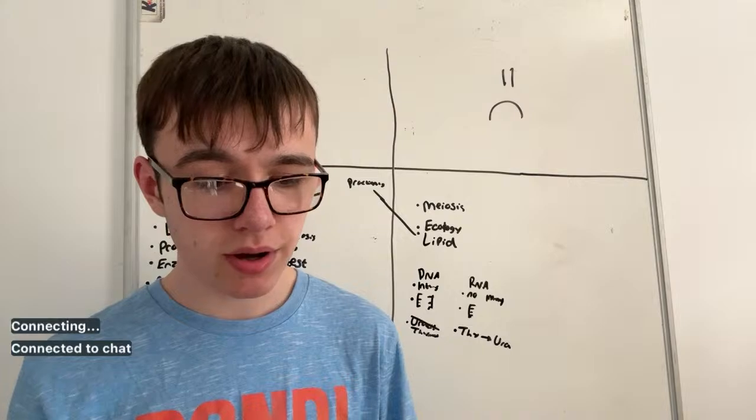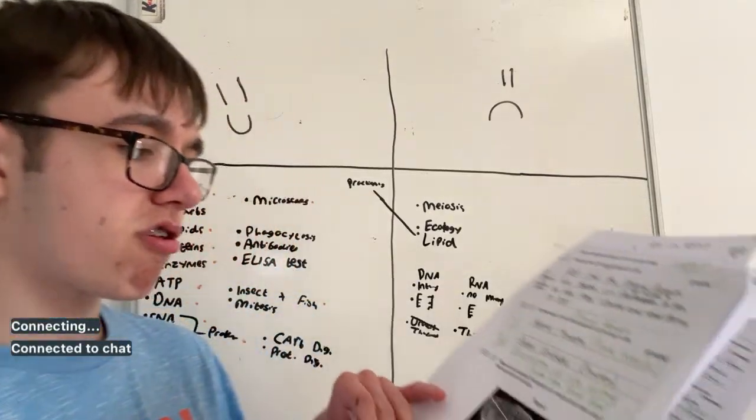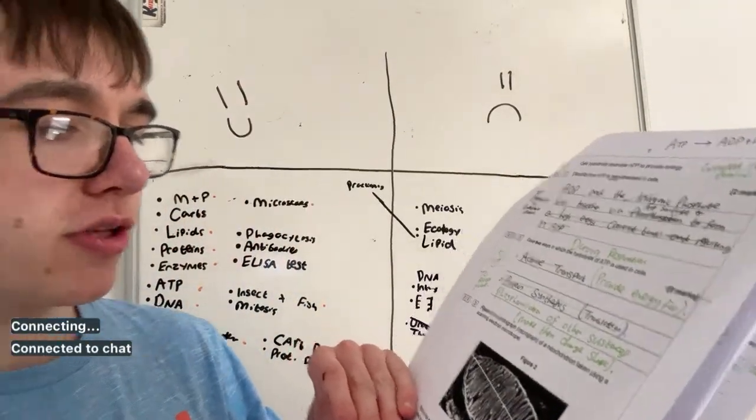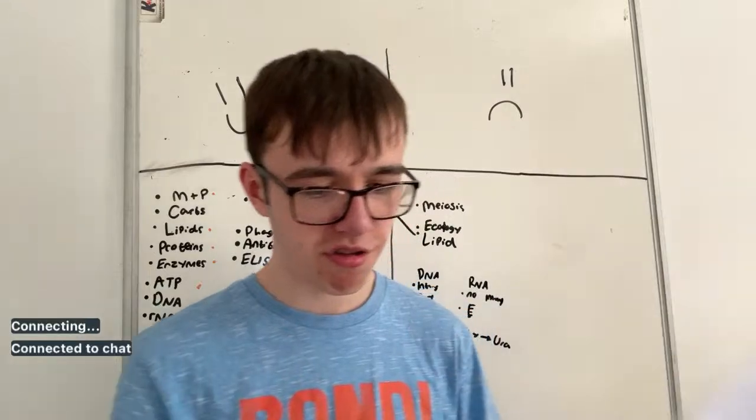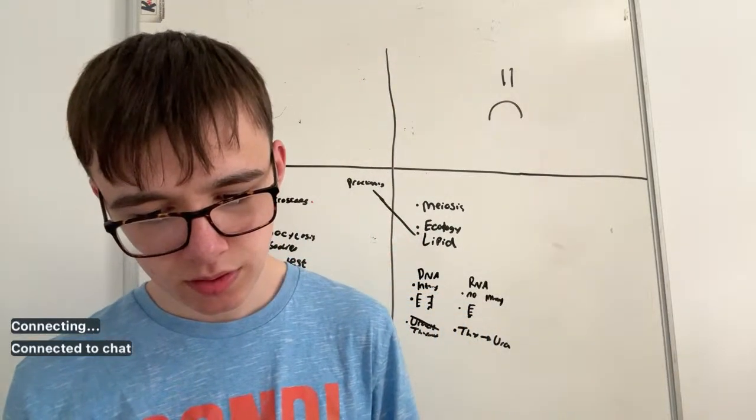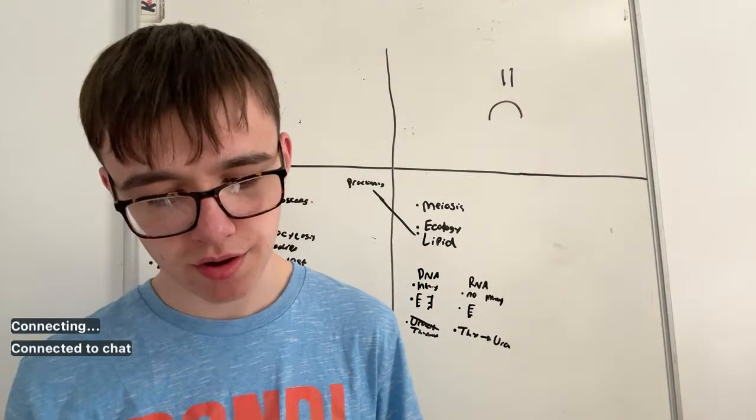Oh, name a part of a mitochondria labelled X. It was pointing towards the foldings in the membrane, which are called the cristae. And they provide a large surface area.